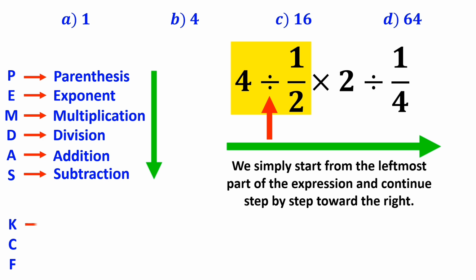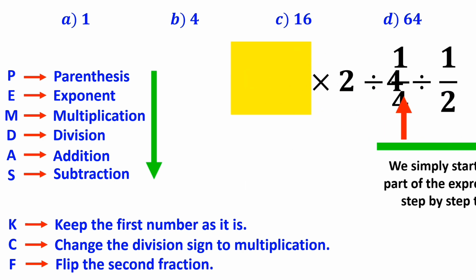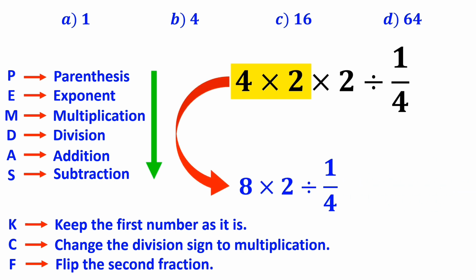In this rule, K stands for keep the first number as it is. C stands for change the division sign to multiplication, and F stands for flip the second fraction. So, we remove the highlighted part and replace it with 4 times 2. Now, we can write this expression as 8 times 2 divided by 1 over 4.